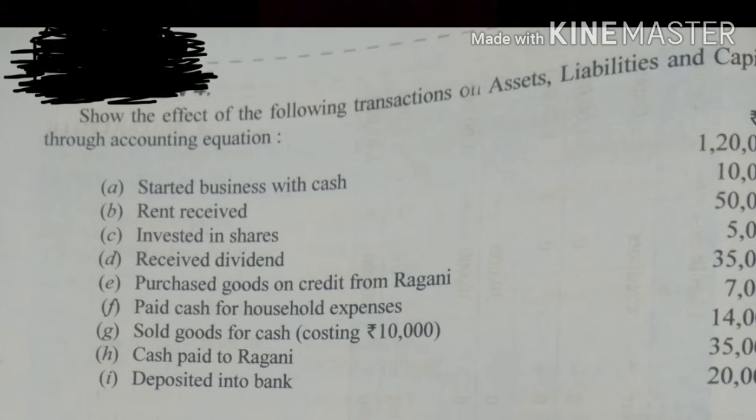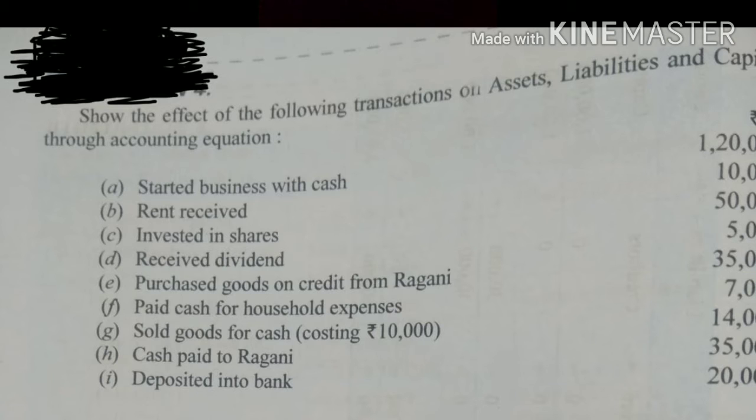Then it is given: sold goods for cash costing rupees 10,000 and it was sold for 14,000. Cash paid to Ragini 35,000, deposited into bank 20,000. Yes, now we have to solve it.